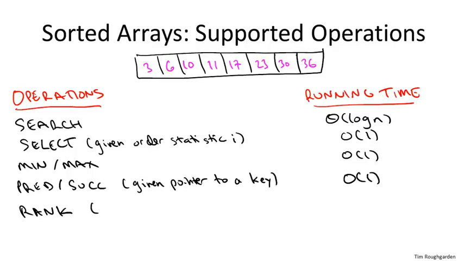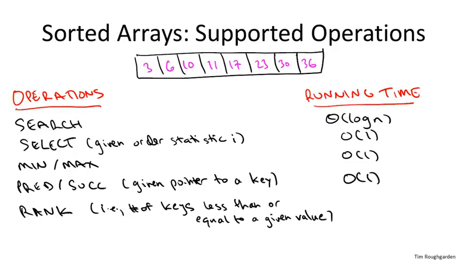What else? Well, how about the rank operation? So we haven't discussed this operation in the past. What rank is, this asks for how many keys stored in the data structure are less than or equal to a given key. So for example, the rank of 23 would be equal to 6 because 6 of the 8 elements in the array are less than or equal to 23.